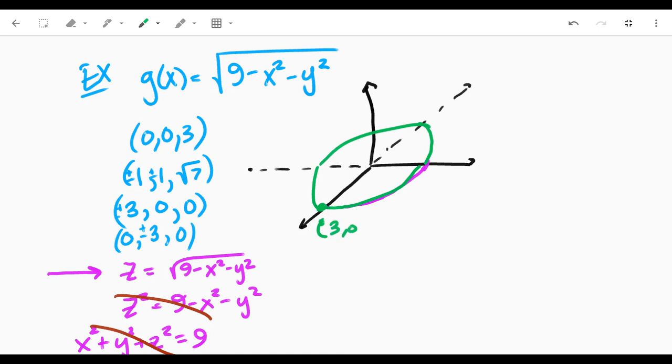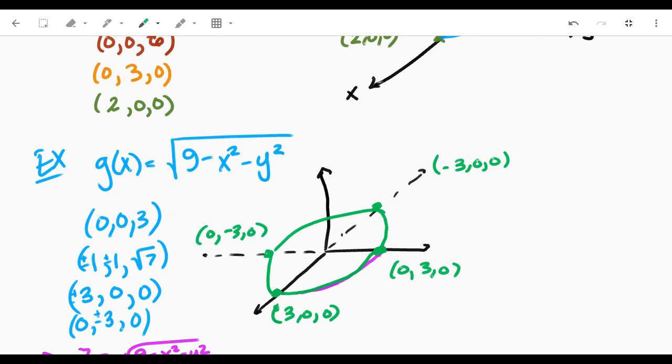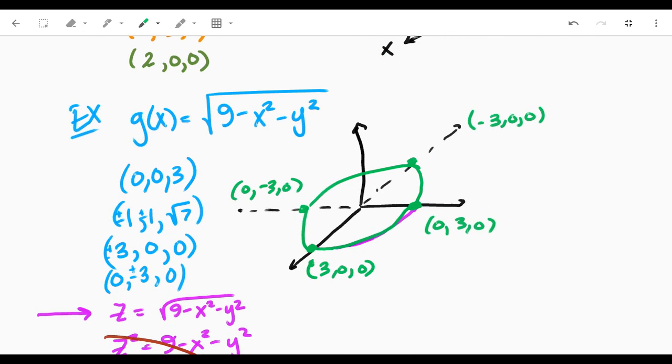Okay, so that would be 3, 0, 0. This would be negative 3, 0, 0. This would be 0, 3, 0. This would be 0, negative 3, 0. So that corresponds to the green circle that I drew right here. I'm just looking at it in a 3D space. And then I know that I'd have the point 0, 0, 3. And obviously these we already drew.